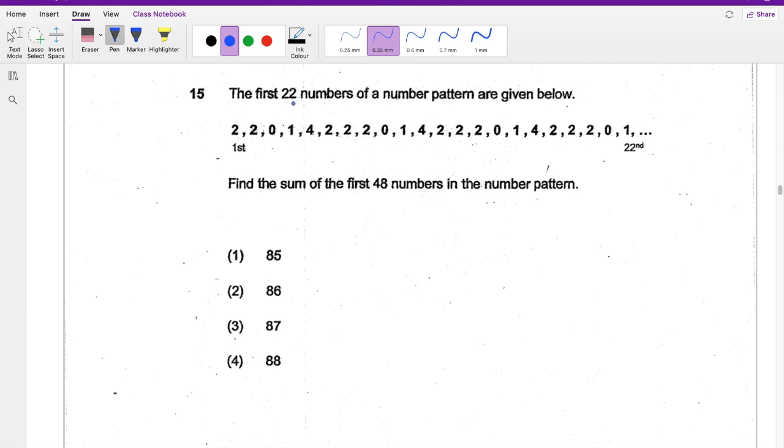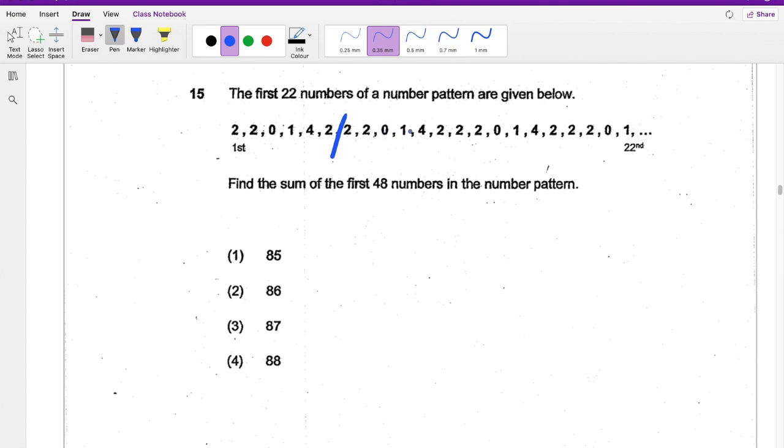Question 15. The first 22 numbers of the number pattern are shown below. So here we need to find the pattern, to see how many numbers will repeat. We can see it starts from 220, okay, we cut from here.